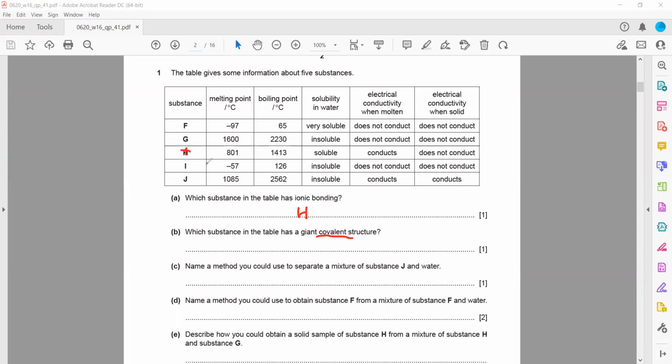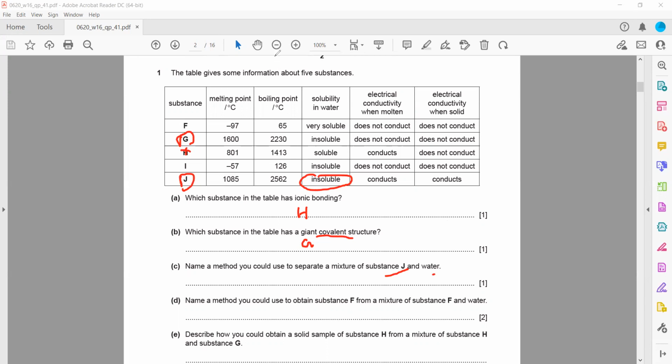Name a method you could use to separate a mixture of substance J with water. J is insoluble. I want to separate J from water. How can I separate J from water? Which technique can be used? The technique which we can use to separate an insoluble substance from water is filtration.